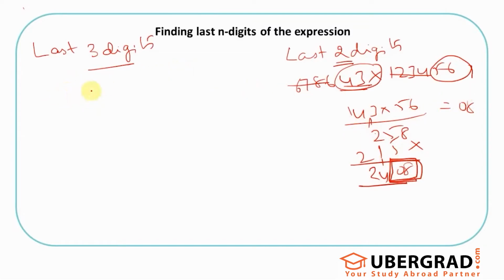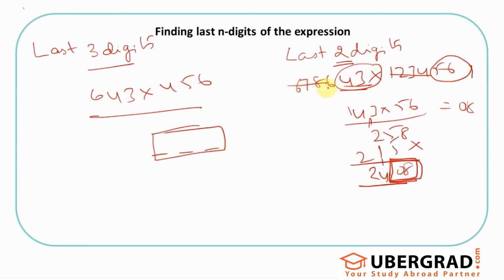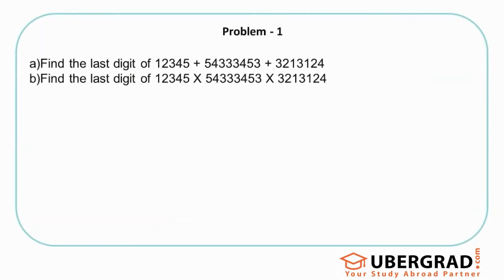If it's asking for the last 3 digits, I have to multiply 643 into 456, and whatever I get, the last 3 digits are going to be the last 3 digits of 678643 into 123456. It's as simple as that. Even if it's asking for the last 2, 3 or 4 digits, all you need to do is focus on that number of digits for each part of the expression, do the multiplication, addition or subtraction accordingly, and find the last digits. Now let's solve some problems to clarify this concept.